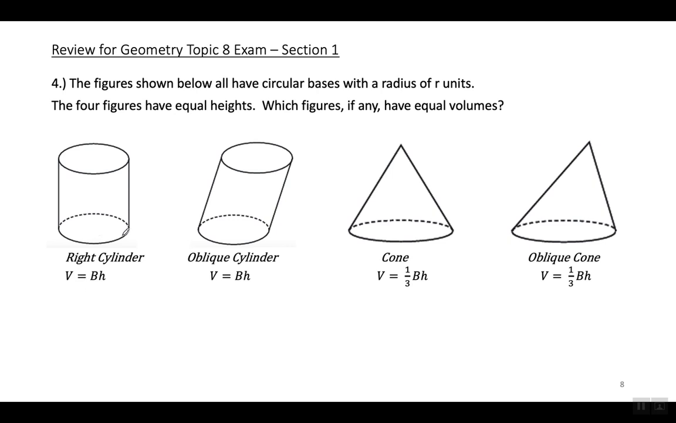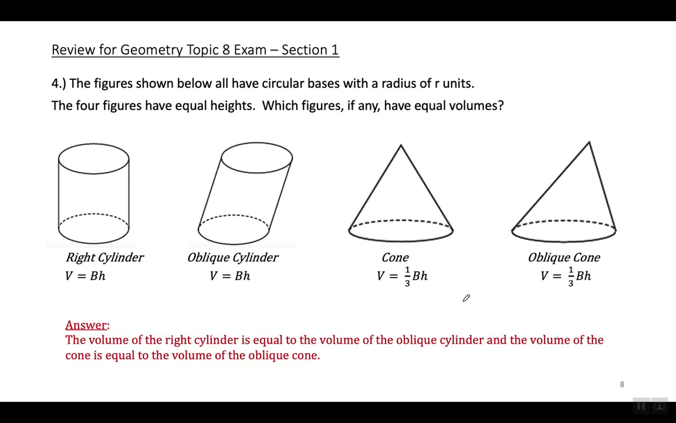So if the radius is the same in all of them and the height is the same in all of them, then the right cylinder and the oblique cylinder will have the same volume because the formula to get their volume is the same. And these 2 right here will also have the same volume. That's important to know, that both of these have the same volume and both of these have the same volume. Remember what I always say, if I'm putting something in my review, it's because you need to know it for the test, all right? So make sure you're aware of that. That's not difficult, but I'm just pointing it out. All right? So that's what I wrote down here. The volume of the right cylinder is equal to the volume of the oblique cylinder, and the volume of the cone is equal to the volume of the oblique cone.